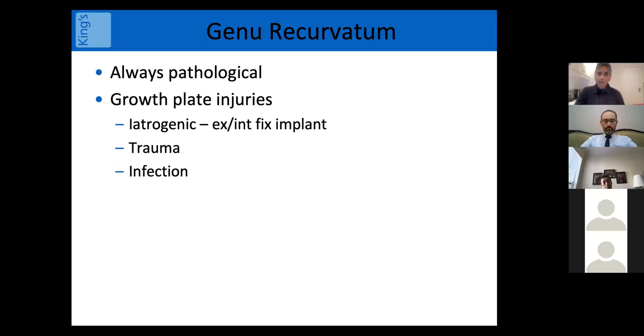It's always pathological. There is no physiological genu recurvatum. So this is important to understand. And most of the time it's iatrogenic. In my practice, I probably see 1 in 5 years, and it's quite often a pin going through or somebody putting a screw very close to it. And infection is also another source of trouble, but very, very rare. It's mainly the trauma.